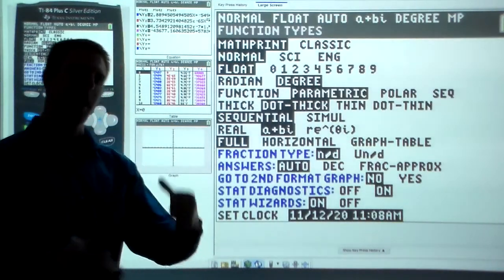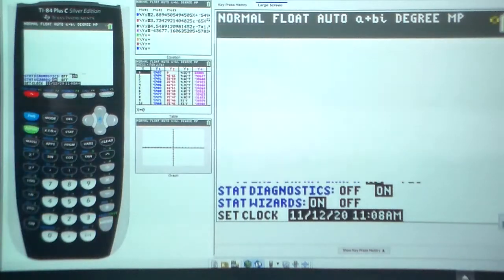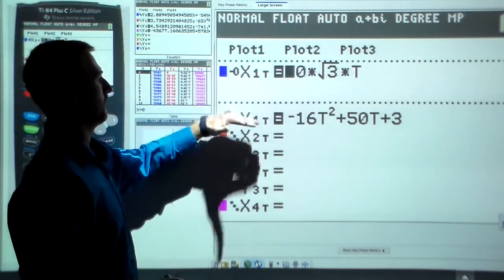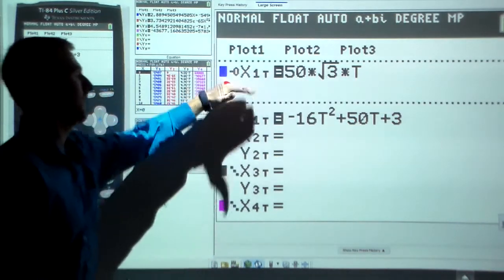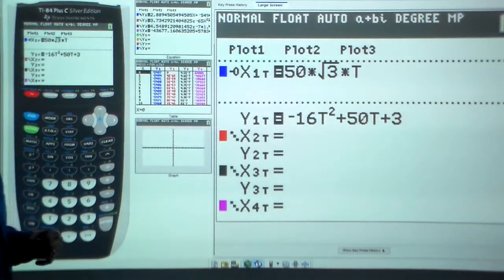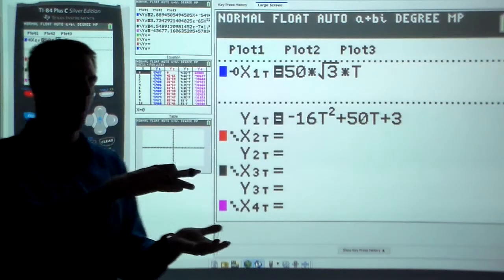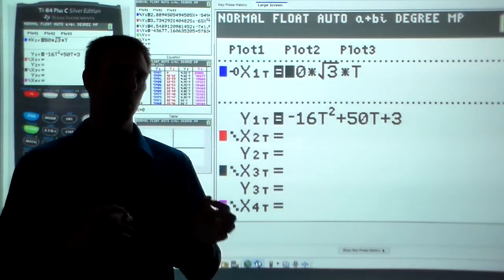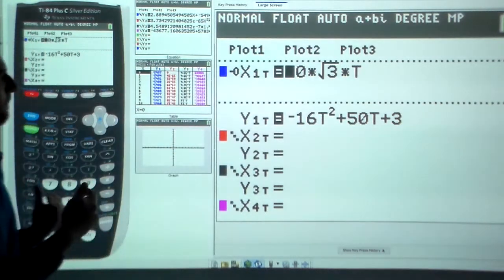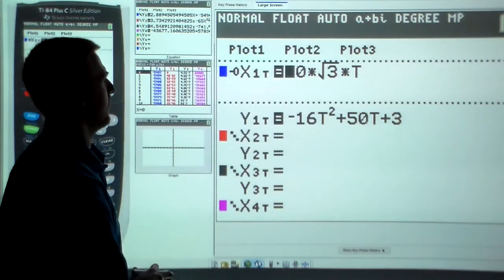Now to graph it, we go back to y equals. It's going to look a little different though. When you pull up y equals, you're going to have x1t, y1t. There's several xt, yt pairs. You have to have both equations to get anything to show up, because one's the x coordinate, one's the y coordinate. But you can put multiple equations in here if you'd like.